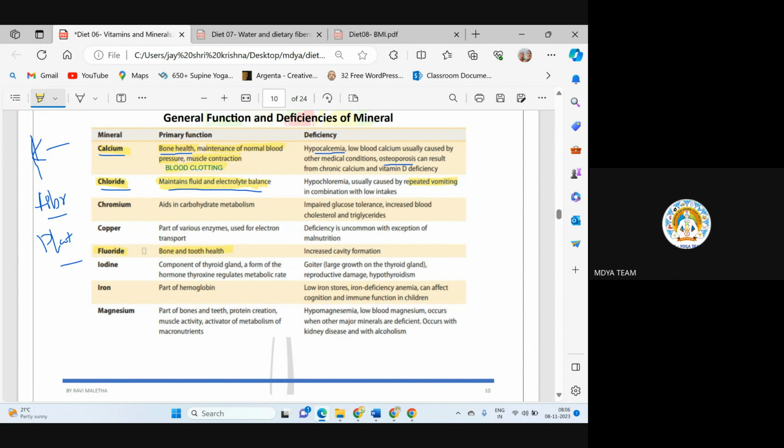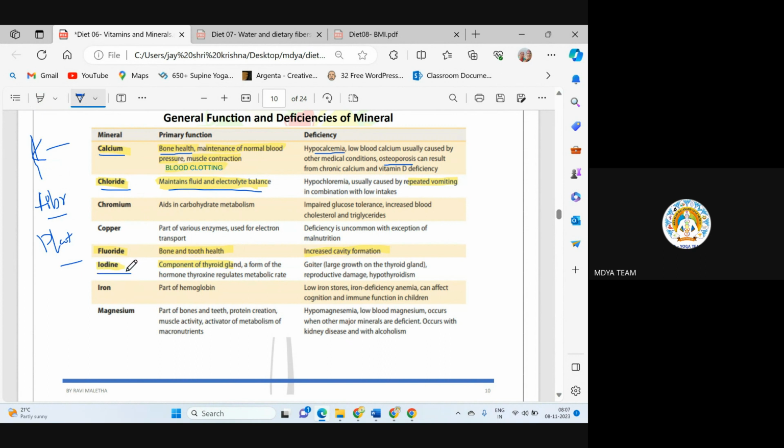Okay, fluoride is very much important for bone and tooth health, and in deficiency of fluoride, there will be increased cavity formation, there will be tooth decay. Okay, now iodine. Iodine is a component of the thyroid gland, and with the help of iodine, our body forms a hormone, and that hormone is T3 hormone, triiodothyronine hormone. And what happens in iodine deficiency?